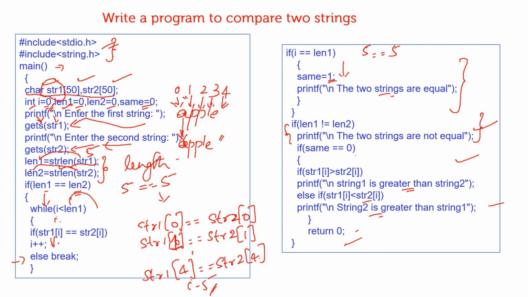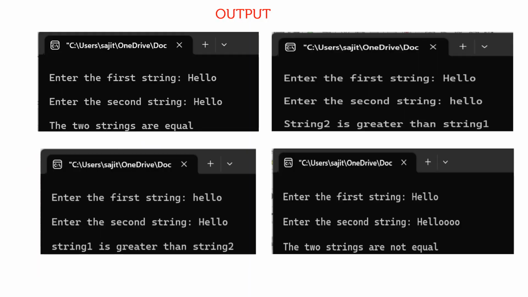Okay. Now these are the 4 conditions, and I have executed the program for all 4 conditions. First condition: I have entered the first string as capital HELLO, second string as capital HELLO. It compares character by character. All the characters are the same, right? That's why you have got the result as the two strings are equal. Okay, this is for equal.